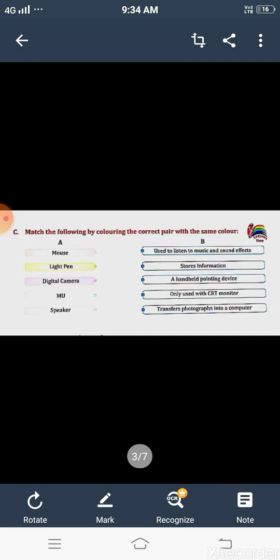Now come to the third exercise of this chapter, that is match the following. Here two columns are given, column A and B. You have to match column A with B. First, mouse is matched with a handheld pointing device. Second, light pen is matched with only used with CRT monitor. Third, digital camera is matched with transfer photographs into a computer. MU is matched with stores information. Speaker is matched with used to listen to music and sound effects.